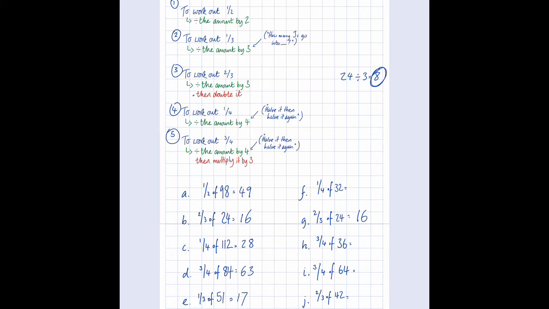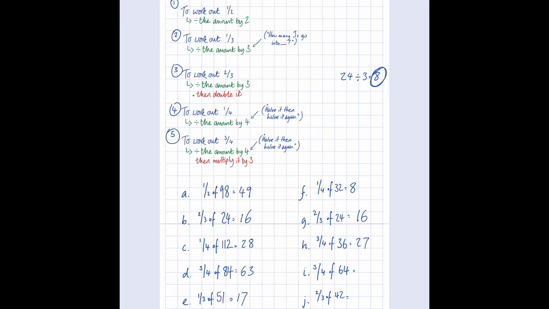1/4 of 32, 8. 3/4 of 36, 9. 27. 9 is 1/4.